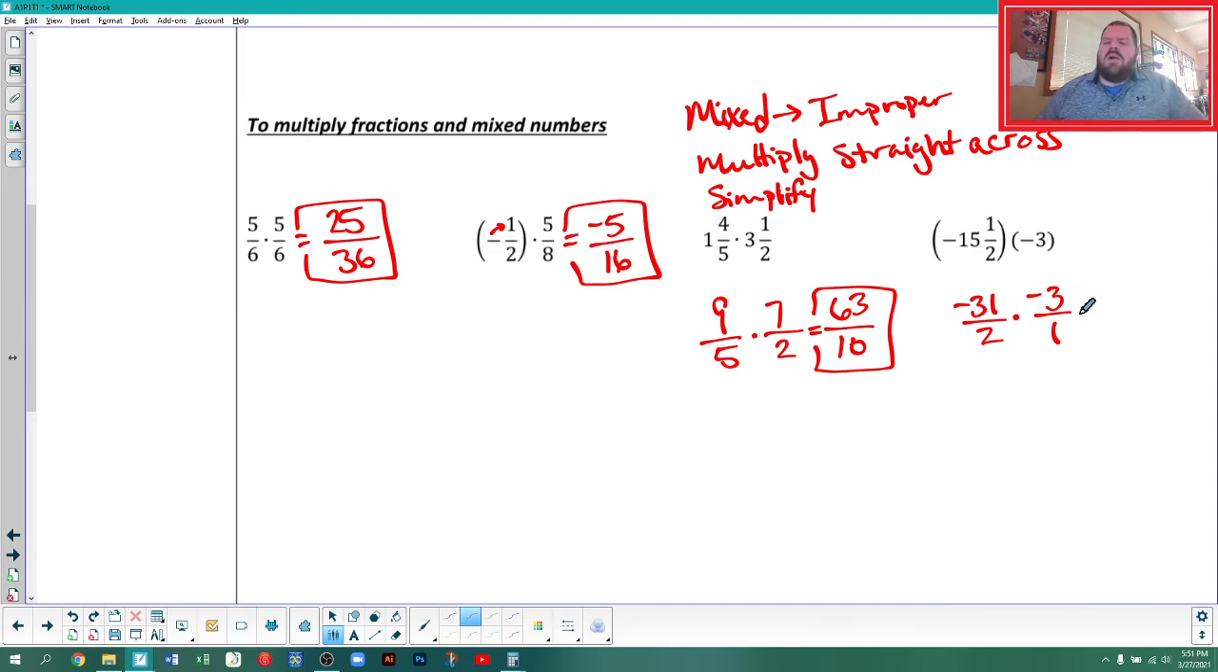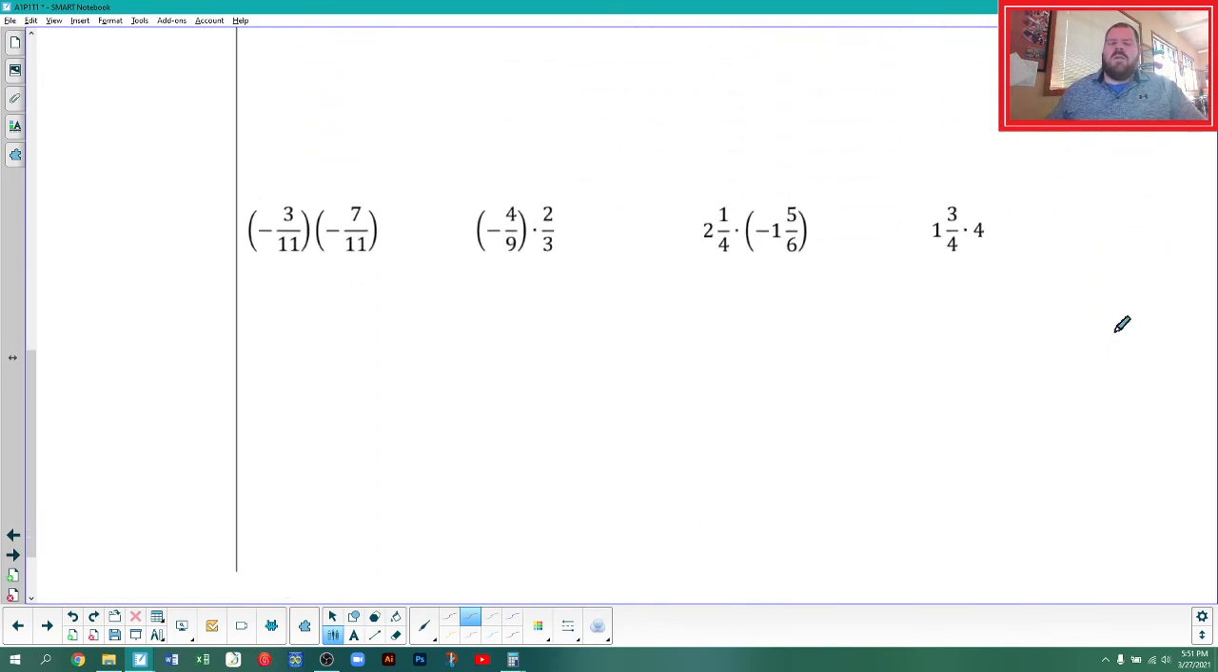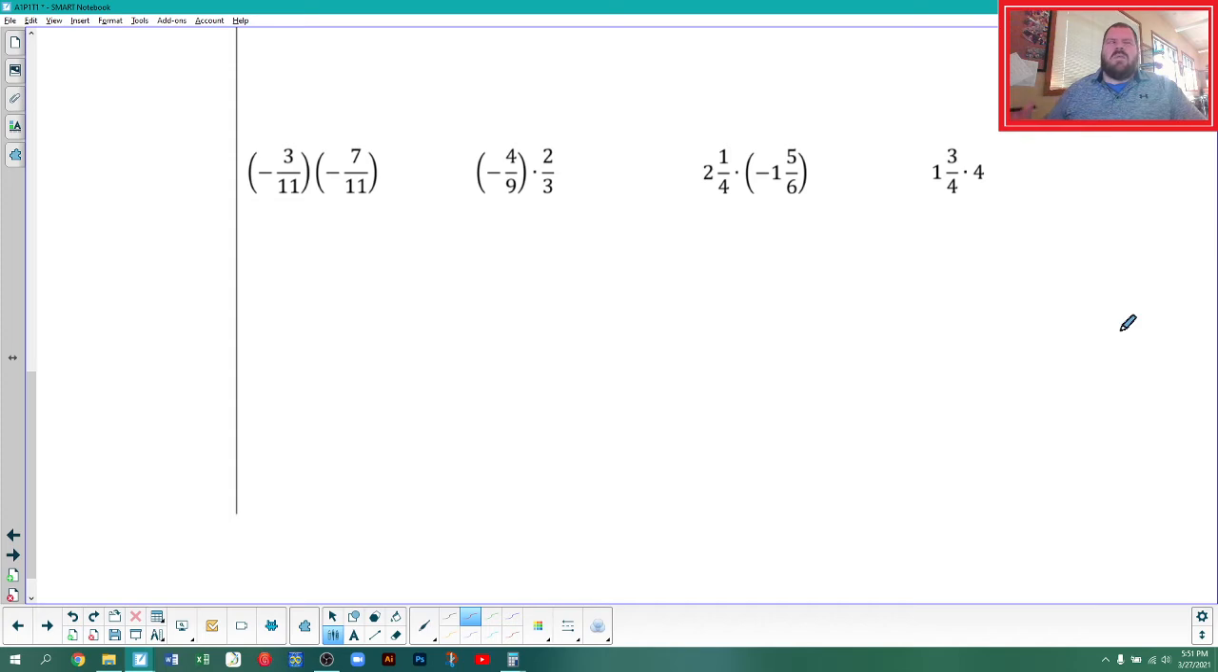That is the same number, but now it looks like a fraction. Let's see, what can we do here? Negative times a negative is a positive. 31 times 3 is 93. 2 times 1 is 2. So it looks like a tough problem. It's actually pretty quick and easy. Okay. I mean, that one wasn't totally easy. We had to think about 31 times 3, but other than that, it wasn't too bad.